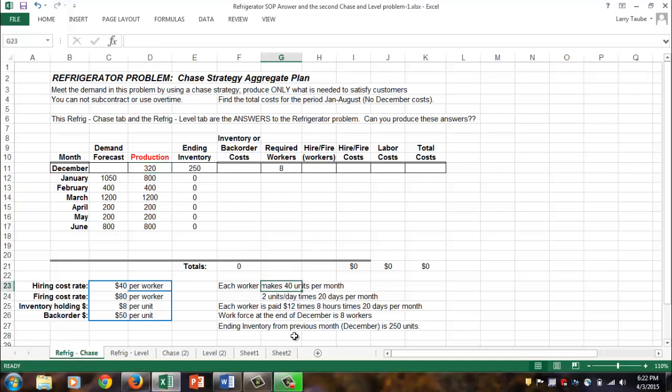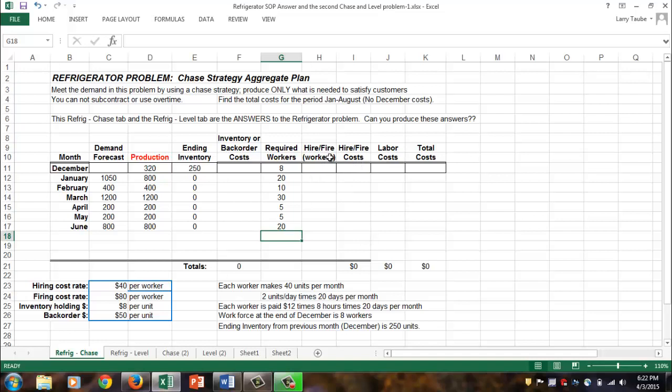Okay, because before we had 320 units being produced. How many workers did that take? 320 divided by 40, the 40 coming from down here. Now I need 800, so I take 800 divided by 40, that sounds like about 20. There's 10, there's 30, there's 5, 5, and 20.